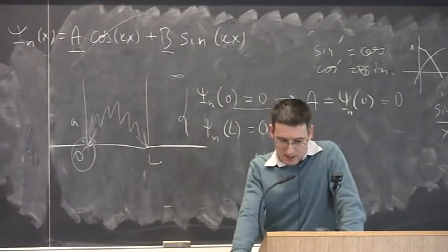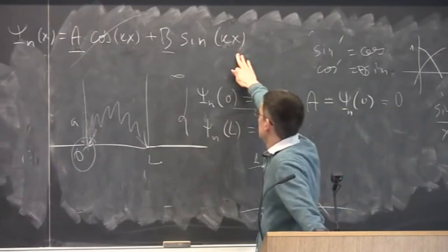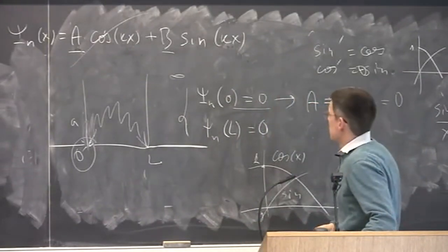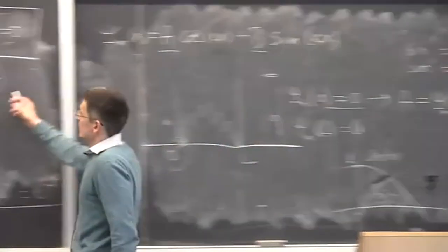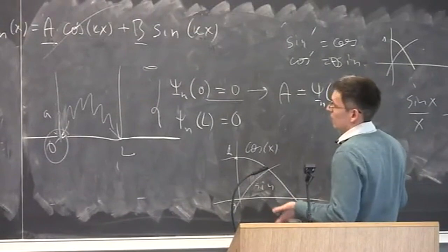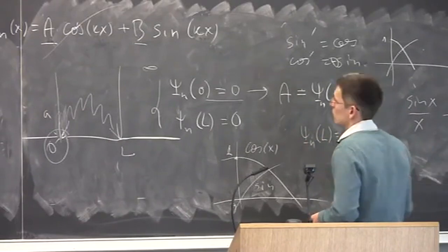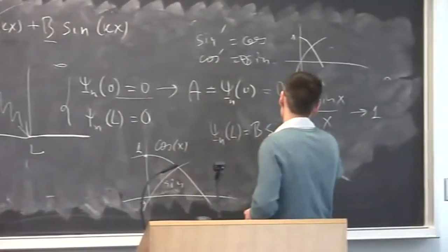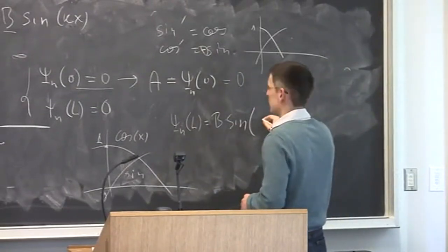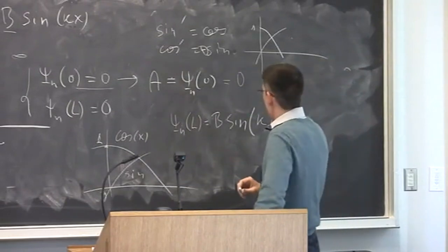Okay? And then, what else? So then we are left with this thing to play with. We also need to find, of course, k, because k contains the E of n, and we don't know that. But now there are fewer things to play with. So psi of n at L equals B times sine of k L, right? And that must be 0.